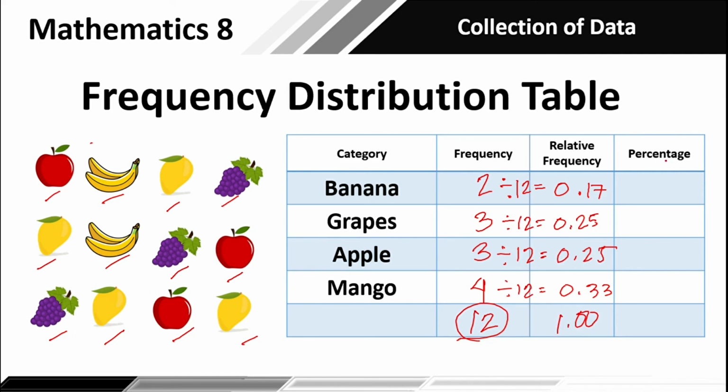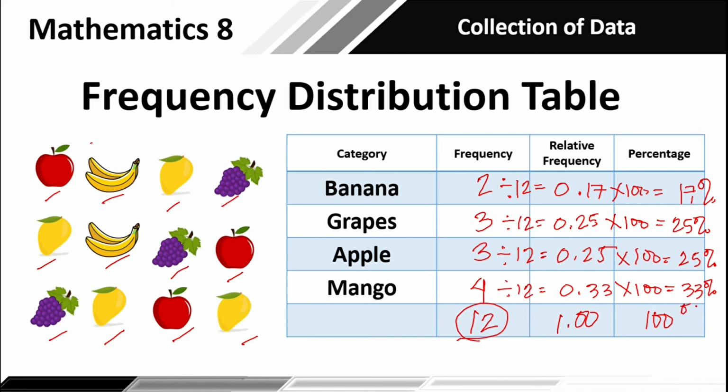Now, to get the percentage, just multiply the relative frequency by 100. 0.17 times 100 is equal to 17%. 0.25 times 100 is equal to 25%. Continue this process until you reach the last category. Lastly, to check whether your percentage is correct, get the sum of all the percentages and it should be equal to 100%.